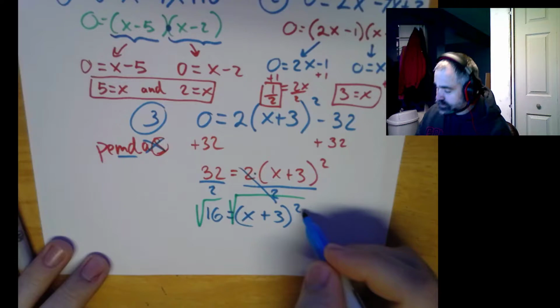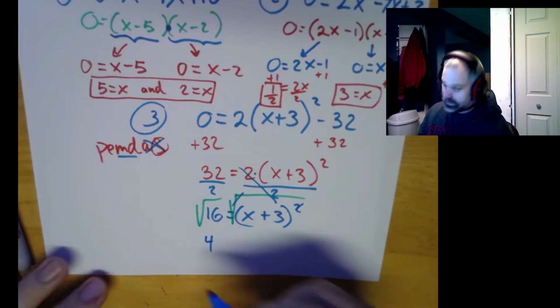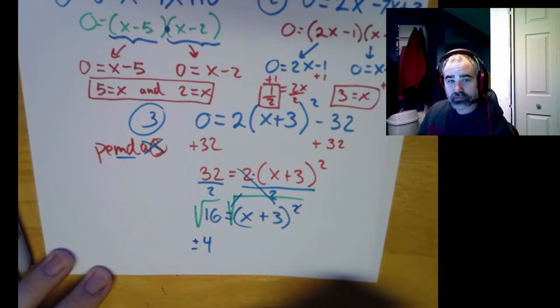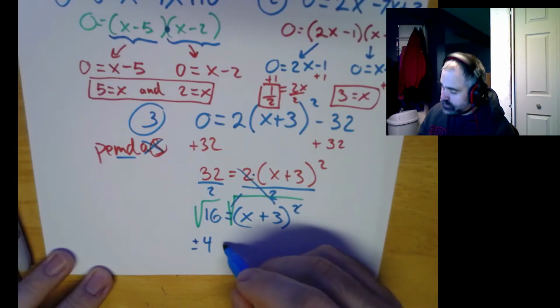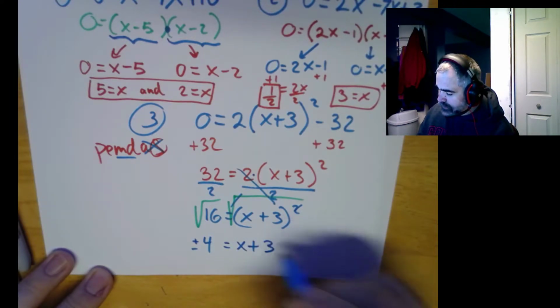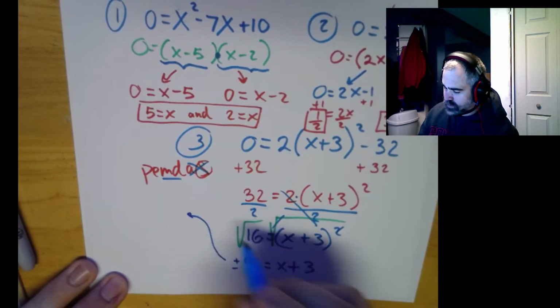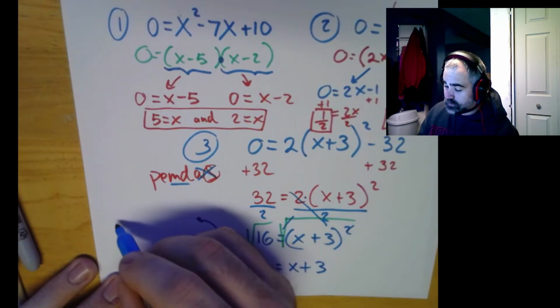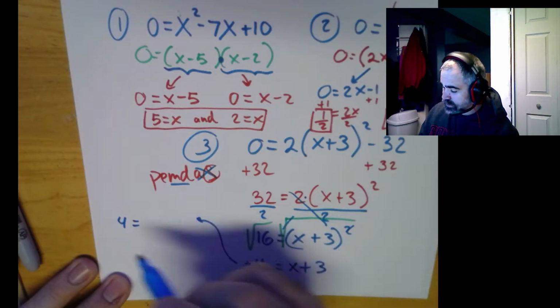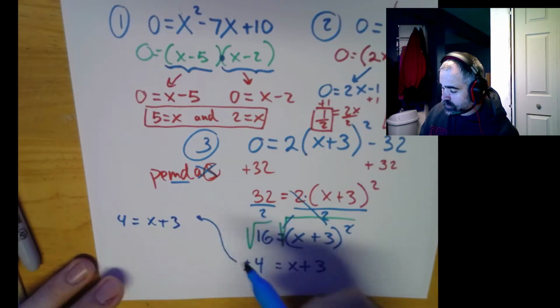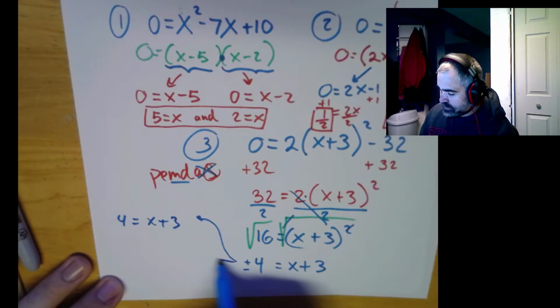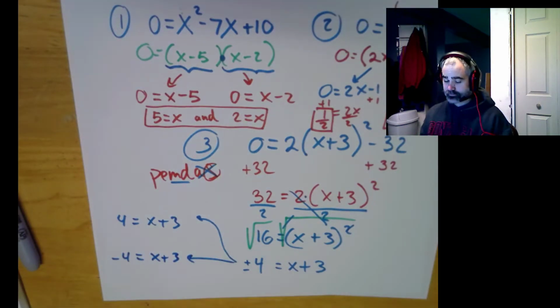And remember, anytime you take the square root of a variable, you have to think about a plus or minus possibility. So I'm going to say plus or minus 4 equals x plus 3. And that's two equations, remember. I'm going to go ahead and write them up over here. I have the positive case where you have 4 equals x plus 3, or you have a negative 4 equals x plus 3, and you can now solve this.